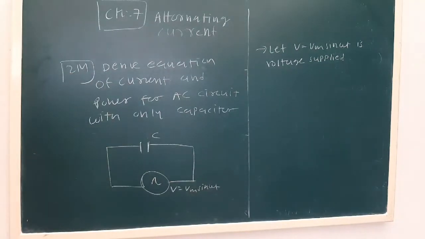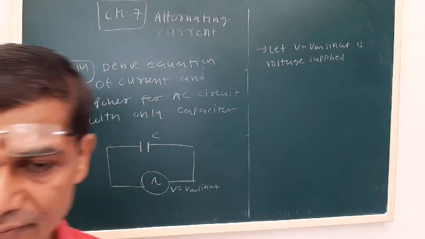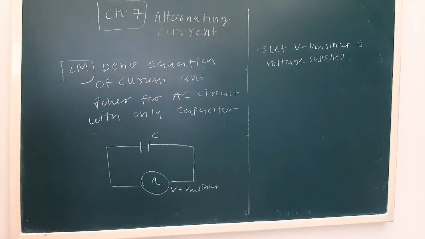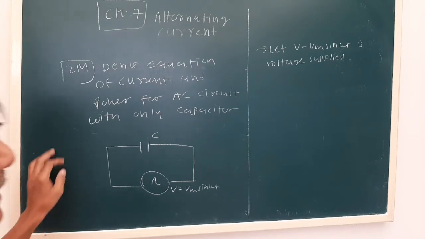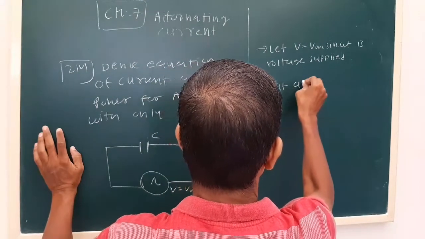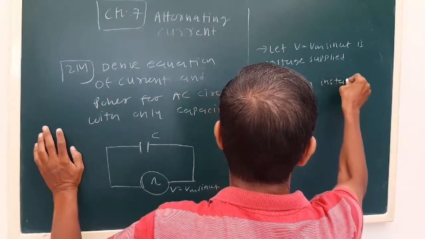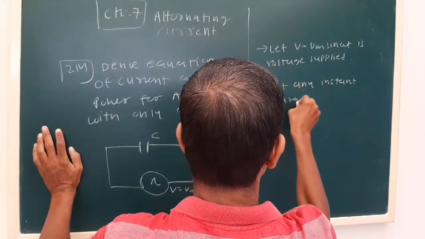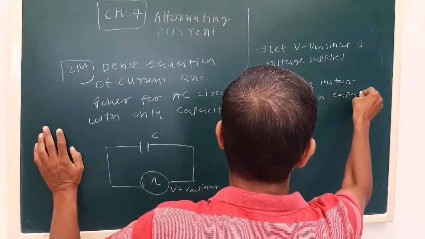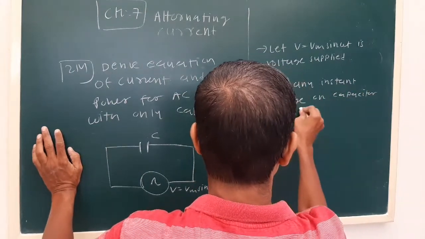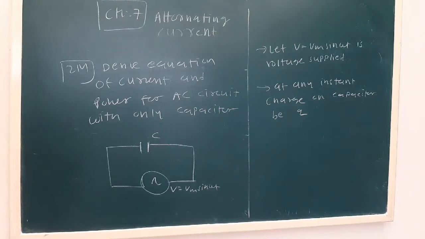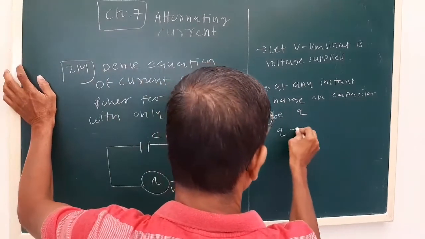Okay, now see, a capacitor generally is a charge storing device. It stores the energy in the form of electric field that we have studied earlier in lesson number 2. Now here, at any instant, the charge on the capacitor is q, so Q is equal to CV.